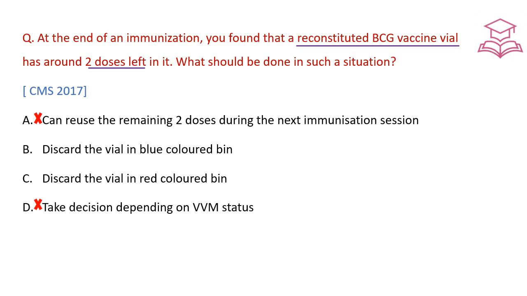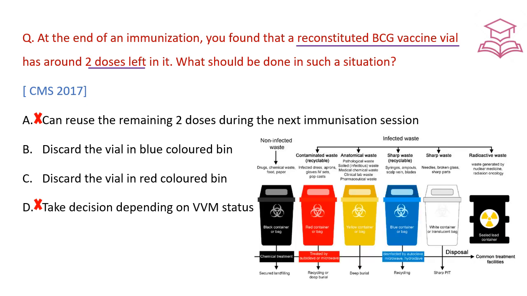For that, we have to know about the biomedical waste management. I have a PPT in SlideShare on hospital waste management. I'll put the link in the description. So, we know that the blue colored bin is for sharp waste, that is ampules, metallic implants like that. And the red colored bin is for recyclable contaminated waste. So, which means that we have to discard the BCG vaccine vial in the colored bin.